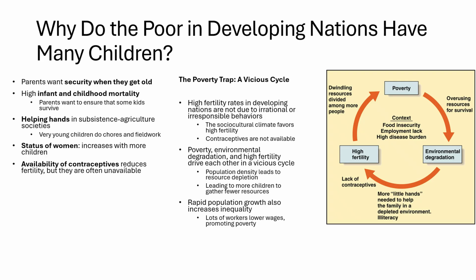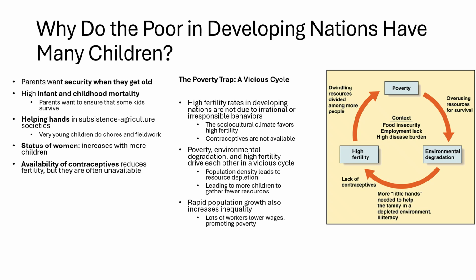Children start working very young, and so they are basically helping hands, bringing incomes to the family. A woman's status typically increases when you have more children, so you need to consider cultural and maybe even religious factors in that big picture. And then access to contraceptives is often unavailable or too expensive. So women continue to have children.